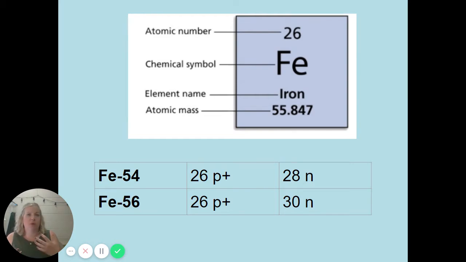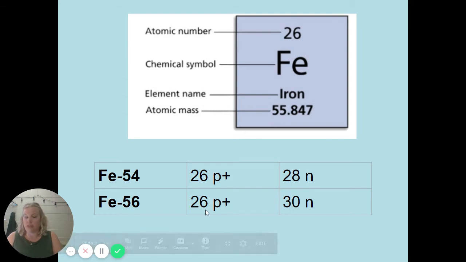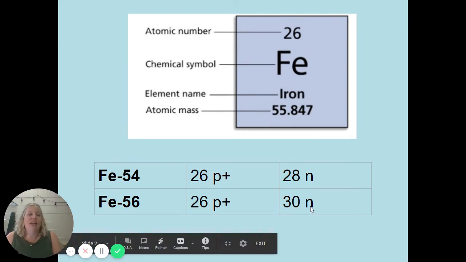So if we want to figure out the mass of a particular atom, we add up the protons and the neutrons. And in theory, when you do that, you end up with a whole number. For example, there is an element of iron that has 26 protons and 28 neutrons. When you add those two things up, you should get a mass of 54. You have the same thing for a different type of iron atom that has 26 protons and 30 neutrons, and that has a mass of 56.